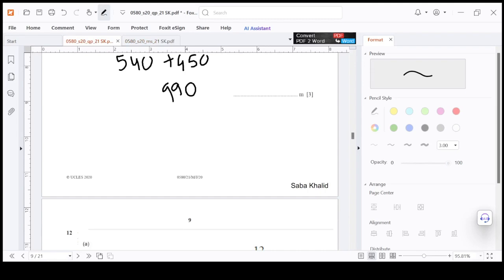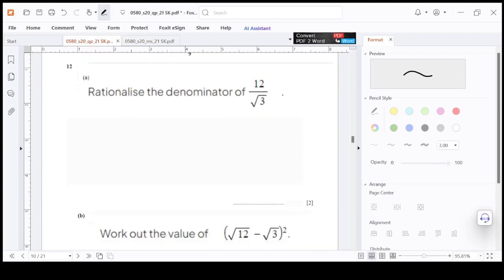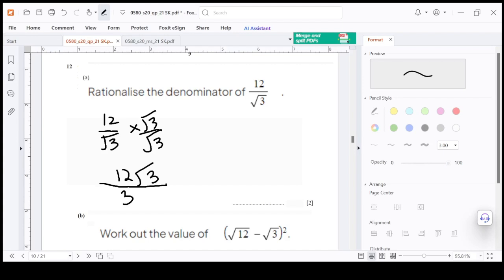Okay, next question. Rationalize the denominator. So that's just 12 upon square root of 3. To rationalize this, that means we need to get rid of the root 3 in the denominator. So we can do times square root of 3 and times square root of 3. Square root of 3 times square root of 3 becomes 3. Numerator is 12 square root of 3. Cancel 3 and 12. So we're left with 4 square root of 3. Remember this 3 and this 3, they do not cancel.